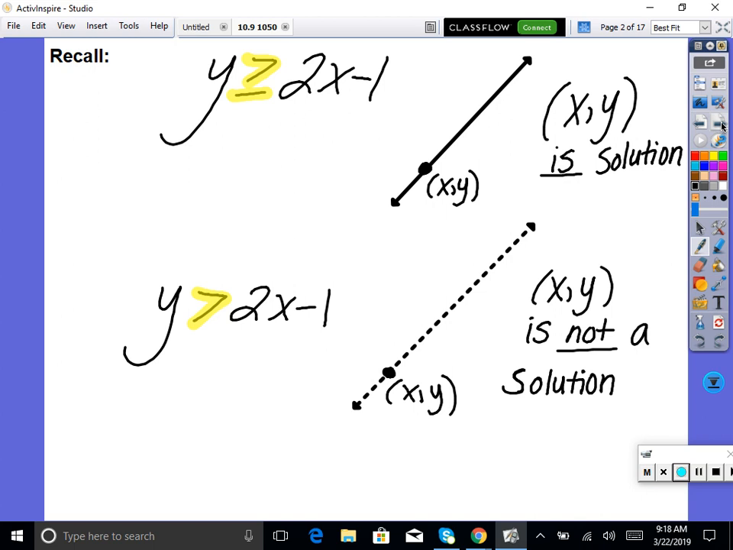Okay, let's review a couple things. We have learned this type of stuff before. So if we have an inequality with an equal sign, we have a solid line, and that would mean that any xy point that falls right on the solid line is a solution. If you have y values greater than, not equal to, it's a dotted line, and any xy point that falls right on the line would not be a solution. We know all this already? Okay. Moving on then.